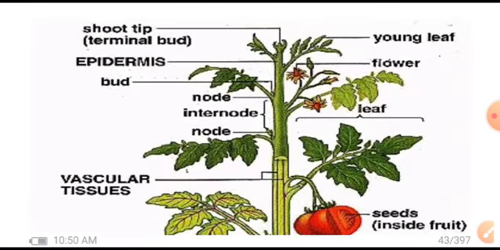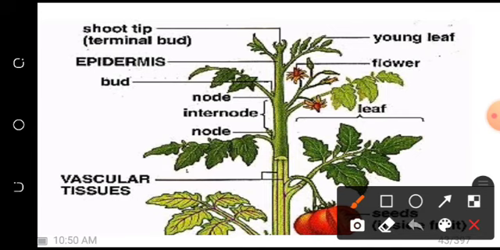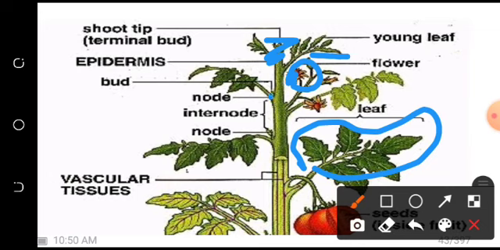So here is the structure of the flowering plant. Here we have the shoot. This is the shoot, and the shoot has the terminal buds. This is a younger leaf, these are leaves, and these are flowers. And this is the structure of a leaf. The smaller buds are called axillary buds. The point where the buds and the leaf are connected to the stem is what you call the node.